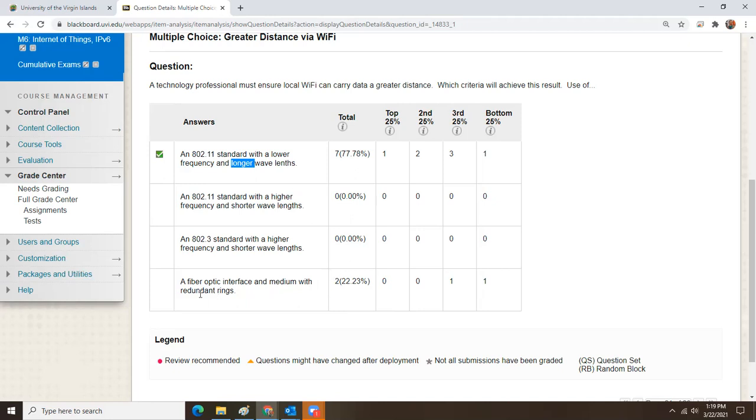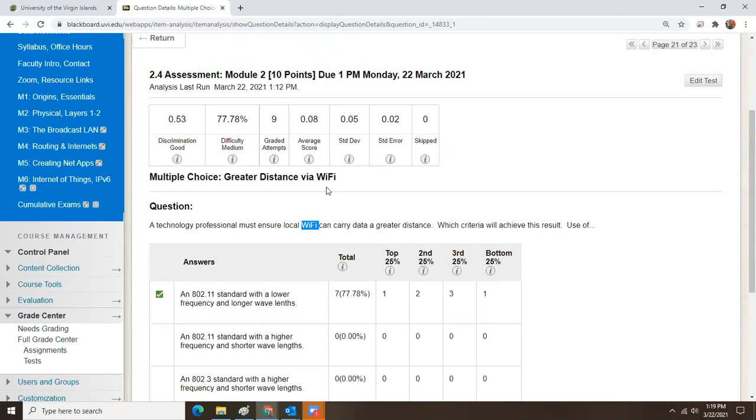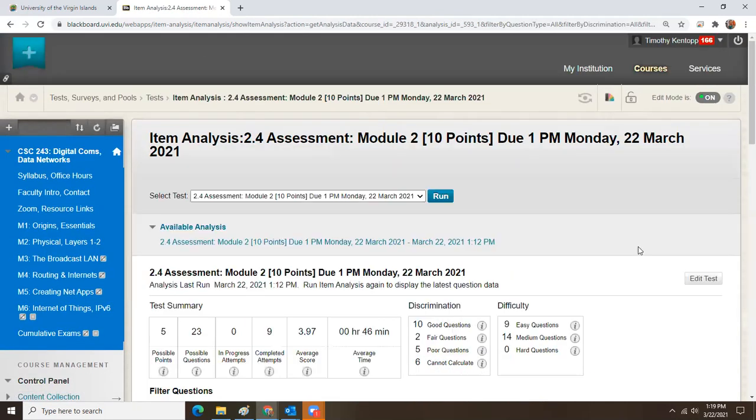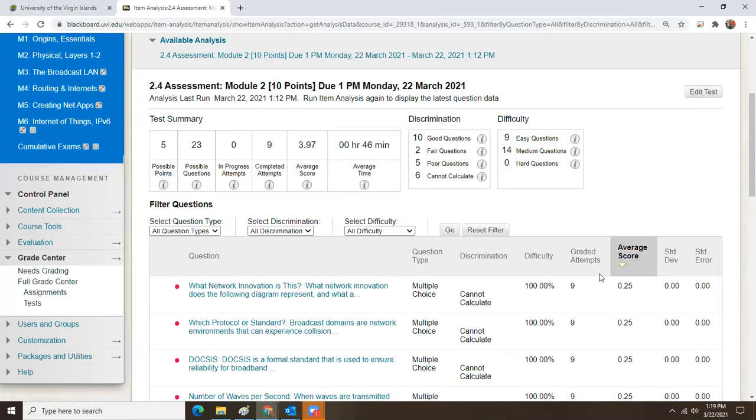Two individuals chose the fiber optic answer. The glass strands that carry fiber optics are not used for Wi-Fi, so that would not be a good choice for this. Any questions on this item before we continue? No questions. Okay.